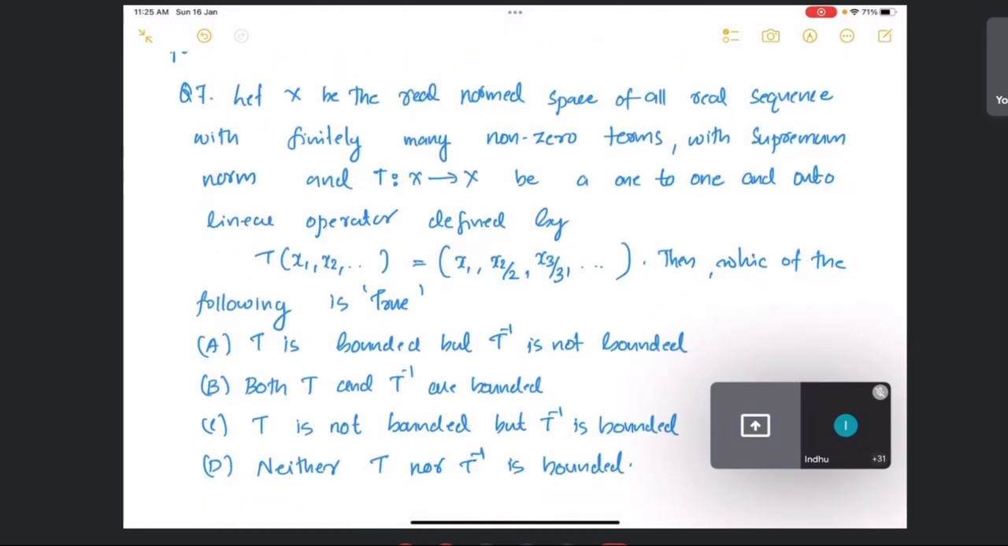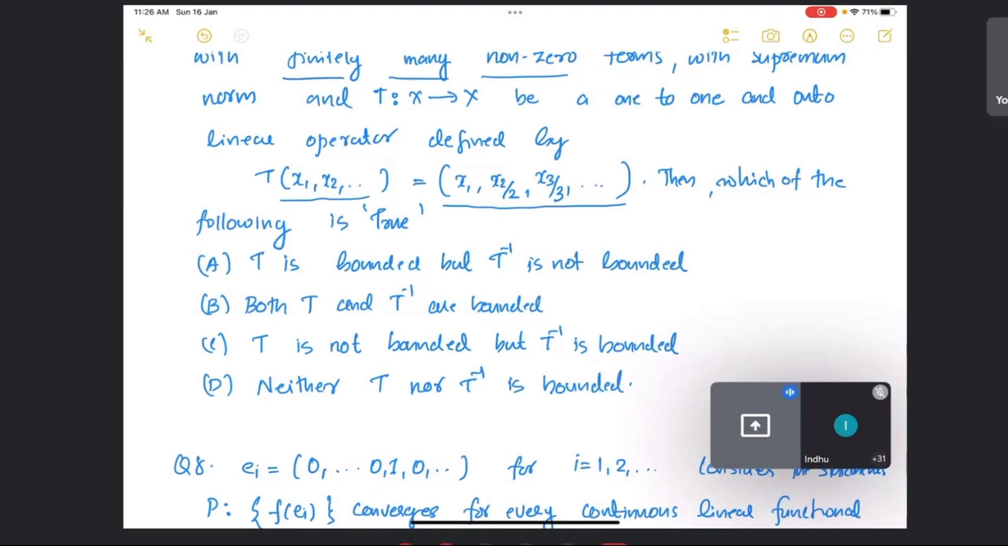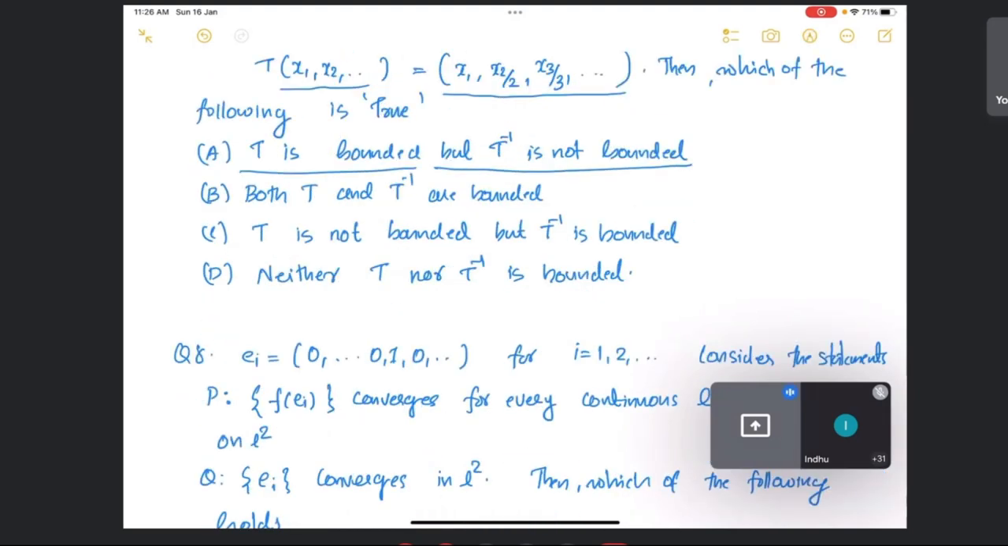This question also looks interesting. Consider the real normed space X with finitely many non-zero terms. Your vector space is again of sequences, but here only finitely many terms of the sequences are non-zero and the rest are zero. So those sequences which are eventually zero, and the norm is the supremum norm. You take the operator T from X to X defined by T of (x1, x2, ..., xn, ...) being of this form: dividing the nth coordinate by n, or multiplying it by 1/n. Which of the following is true? The first is T is bounded, but T inverse is not bounded. Can anyone answer this?